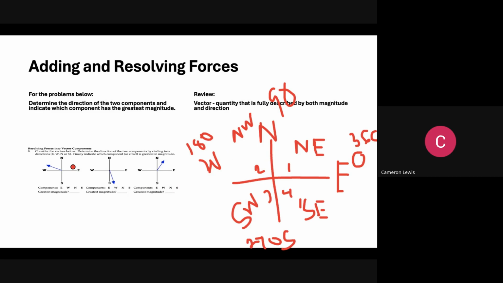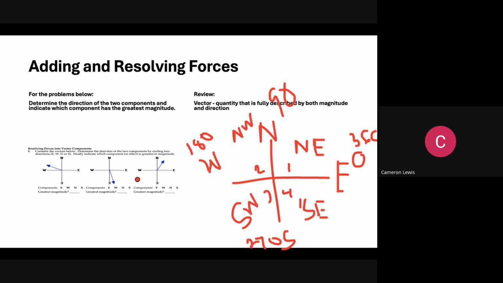So now what we want to do is figure out what the two components are and which one of the components has the greatest magnitude. Let's do the first one. What quadrant is that first vector in? Northwest. So what two components would that consist of? If it's northwest, and also look at the question, they have east, west, north, and south. What two components is that? North and west. There we go.